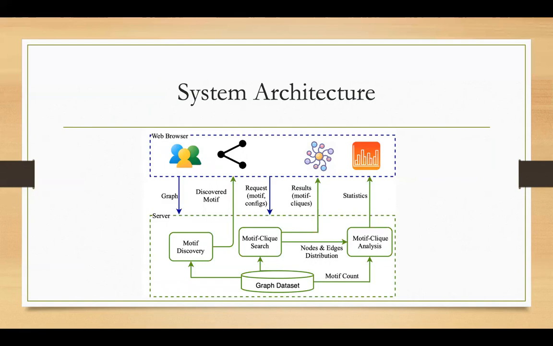The motif discovery module allows a user to specify a motif manually or find motifs automatically by pattern frequency or user-given label constraints. The motif-clique search module is responsible for finding maximal motif-cliques. We adopt our recently developed algorithm called META, published in ICDE 2019, which is a highly efficient and scalable algorithm for enumerating motif-cliques. The motif-clique analysis module provides statistical analysis, including frequencies of motifs and motif-cliques, and node and edge distribution of motif-cliques.